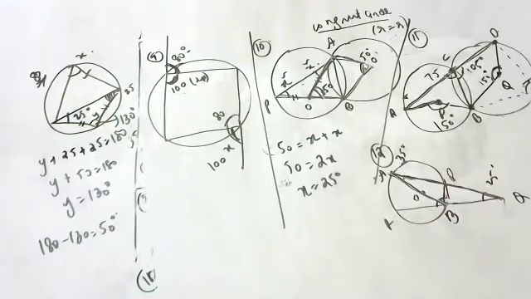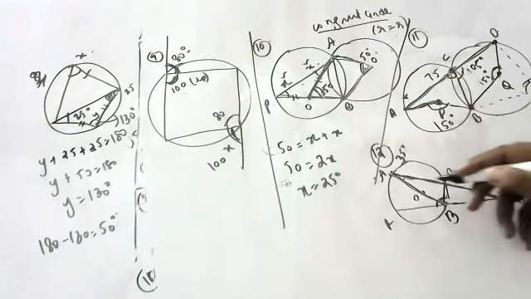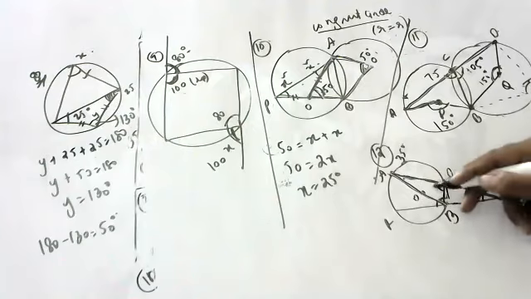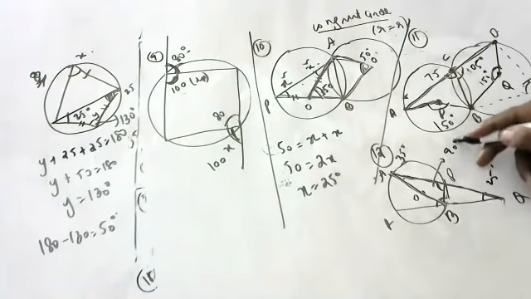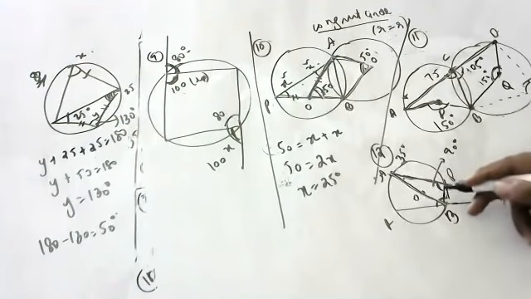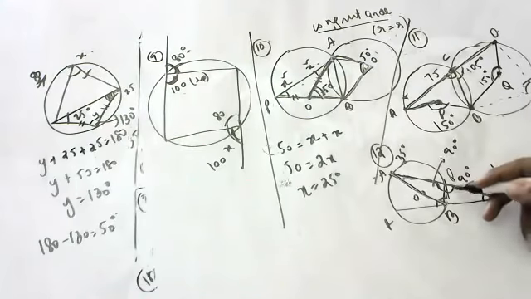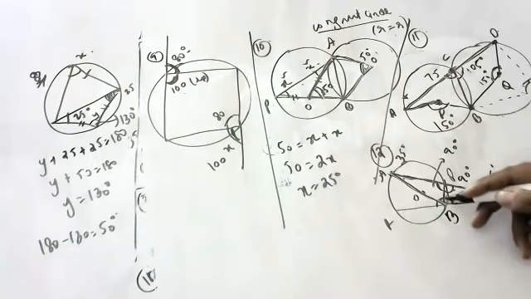Sir, otherwise we can say, this is 90 now. Angle in a semicircle is 90. If this is 90, this is also 90 now, because of linear pair. If this is 90 and this is 25, this will be how much?